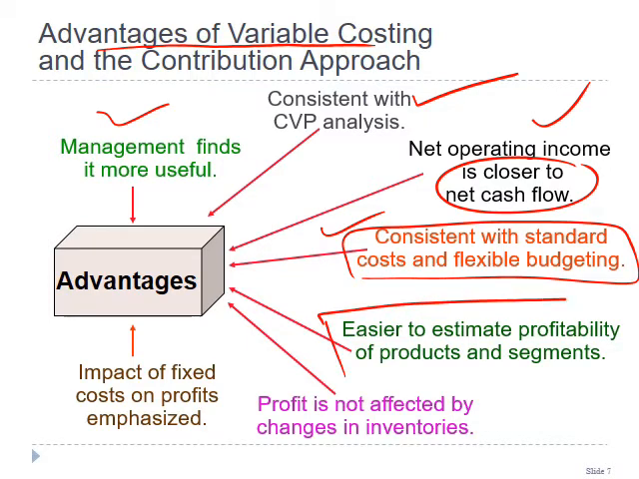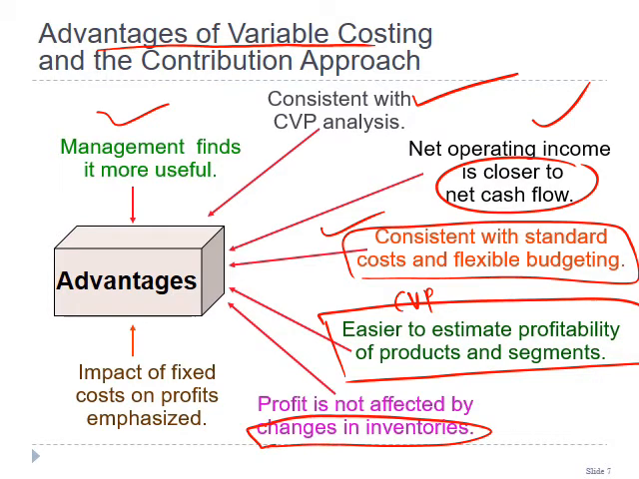Plus, it is easier to estimate the profitability of the product and the segments. Again, CVP analysis. And profits are not affected by changes in inventory, because in that case our ending inventory and our beginning inventory are also multiplied by the variable cost, not the fixed cost, right? Plus, the impact of fixed cost on profit is emphasized.